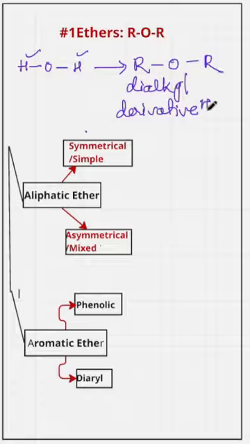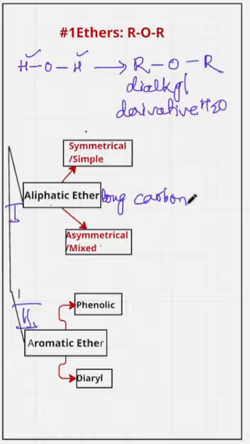of water. Now, if you see the classification of ether, there are two types of ether. One is aliphatic and the second is aromatic ether. Now, all of you know aliphatic means a long chain of carbon, correct? Long carbon chain.